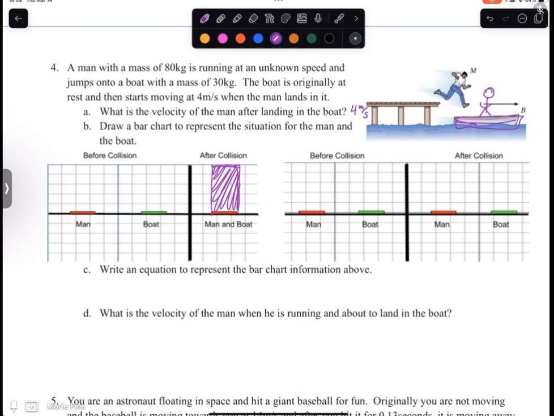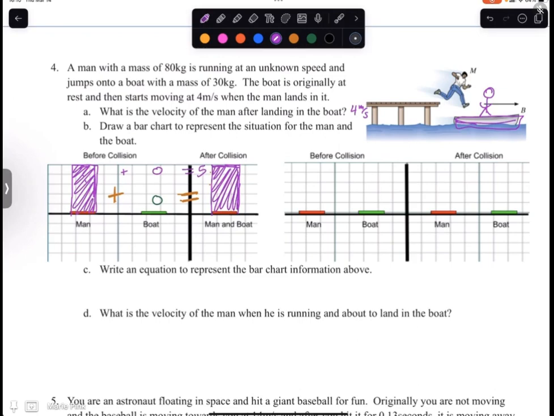And originally, before the guy jumps in, the boat was not moving. So that means that the boat had a momentum of 0. And the man was running fast. We have no idea how fast, but we do know that if we add the amount of momentum before, it has to be equal to the momentum after the guy jumps in the boat. Well, let's see, this is 1, 2, 3, 4, 5 boxes tall. So if it's 5 boxes tall afterwards, I essentially have something plus 0 has to equal 5 boxes tall. Well, that means that the man must have 5 boxes of momentum. And now we can figure out how much that is.